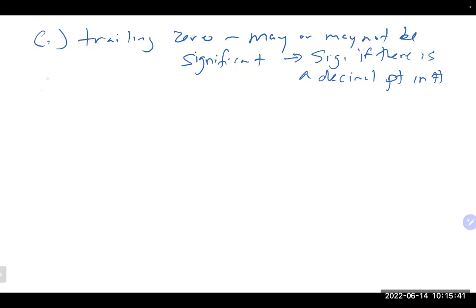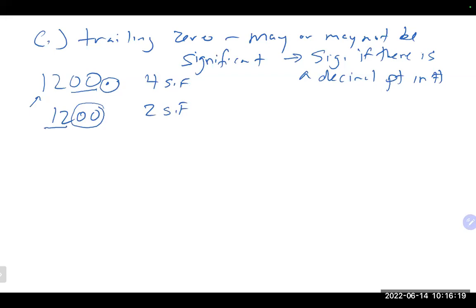So if I had something like 12,000 with a decimal point, how many significant figures would it have? It would have 5. We would start counting here. These are the zeros at the end. There is a decimal there, which makes them significant. This would have 5 significant figures. If I did 1200 like this, how many would it have? It would have only 2. As we would go to here, we would look at this. There is no decimal point written in this measurement, and it would have only 2 significant figures.